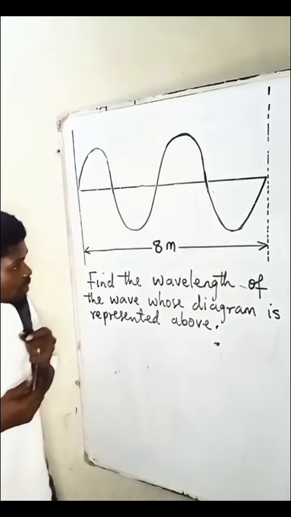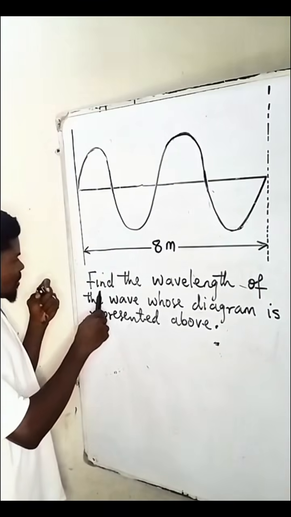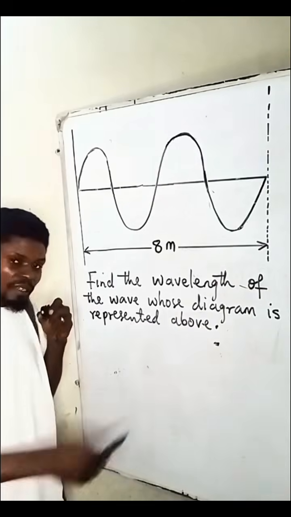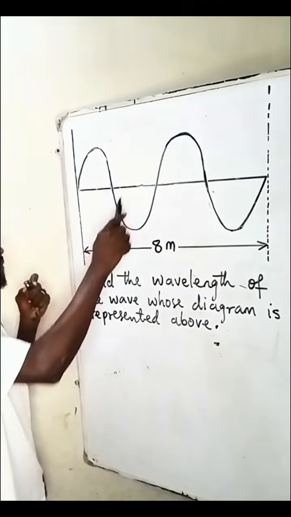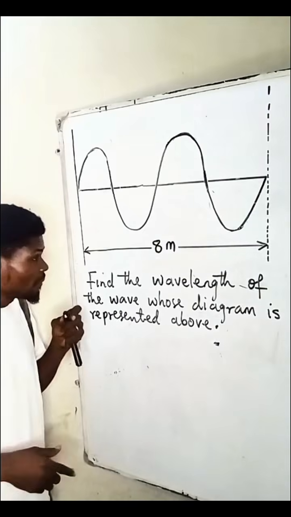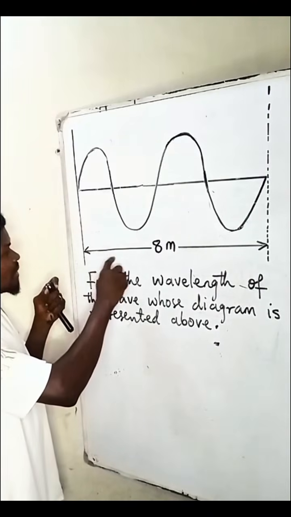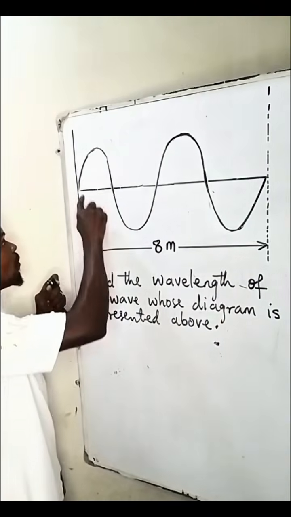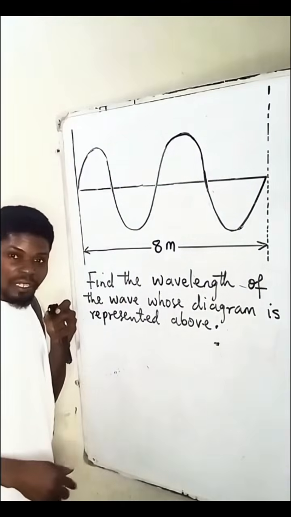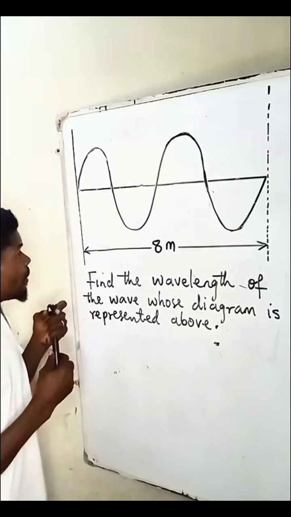Viewers, today we have a question on the board to solve, and the question says find the wavelength of the wave whose diagram is represented above. Look at the diagram they are referring to, and you find out that from this particular diagram we have 8 meters for 2 cycles.